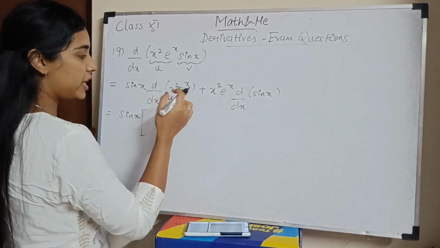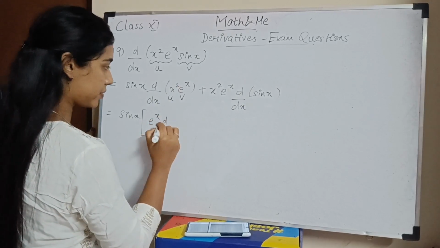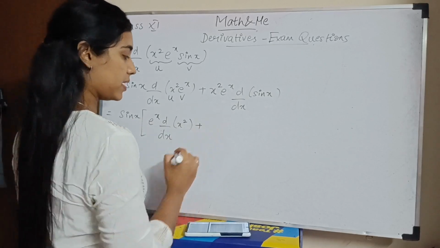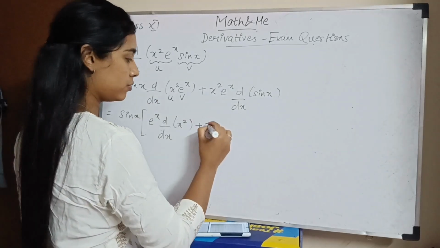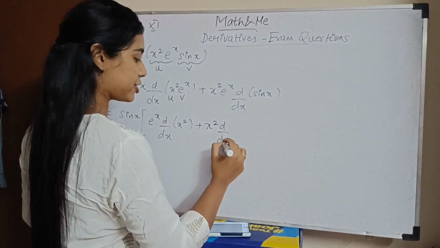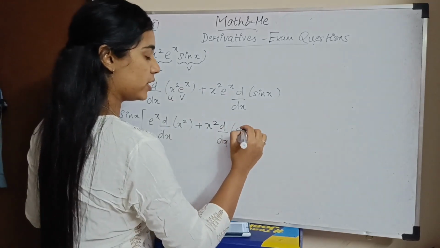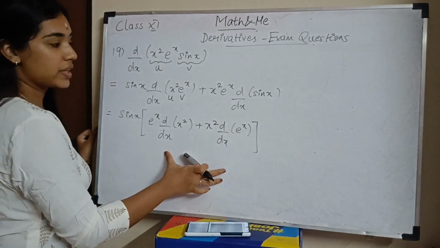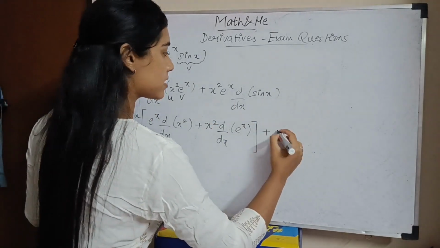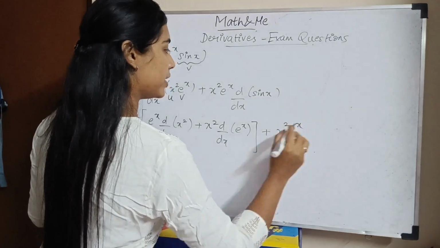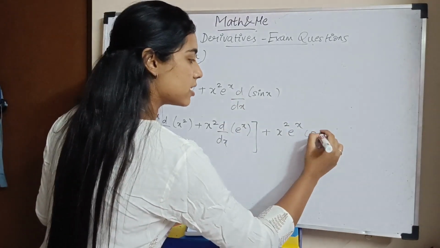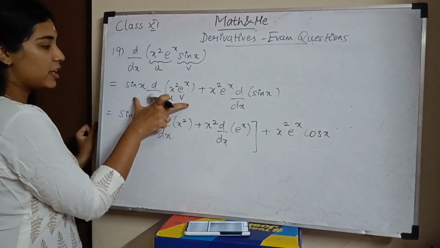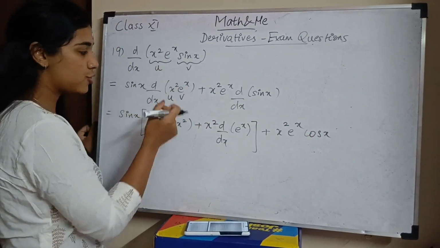So what do you have? v u dash plus u v dash. So what is your u? v dash of e to the x. So this is over. Now in the next term, plus x square e to the x, d by dx of sin x is cos x. So that particular term is over. In the first term you have a derivative, so it keeps going.